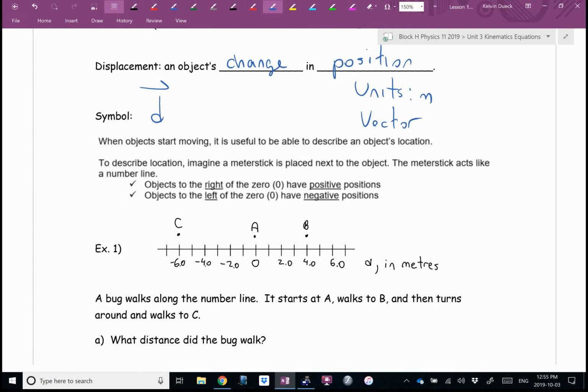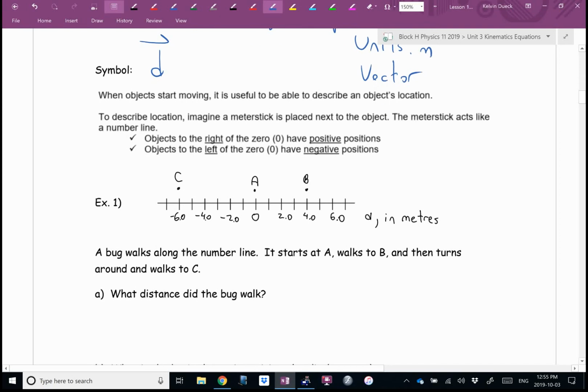Okay. When objects start moving, it's useful to be able to describe an object's location. To describe location, we imagine a little meter stick or a number line. Objects to the right we typically call positive. Objects to the left we typically call negative. That's not a rule. You could flip-flop it, but let's decide that typically we'll let right be positive and left be negative, just so all of our pictures look the same.